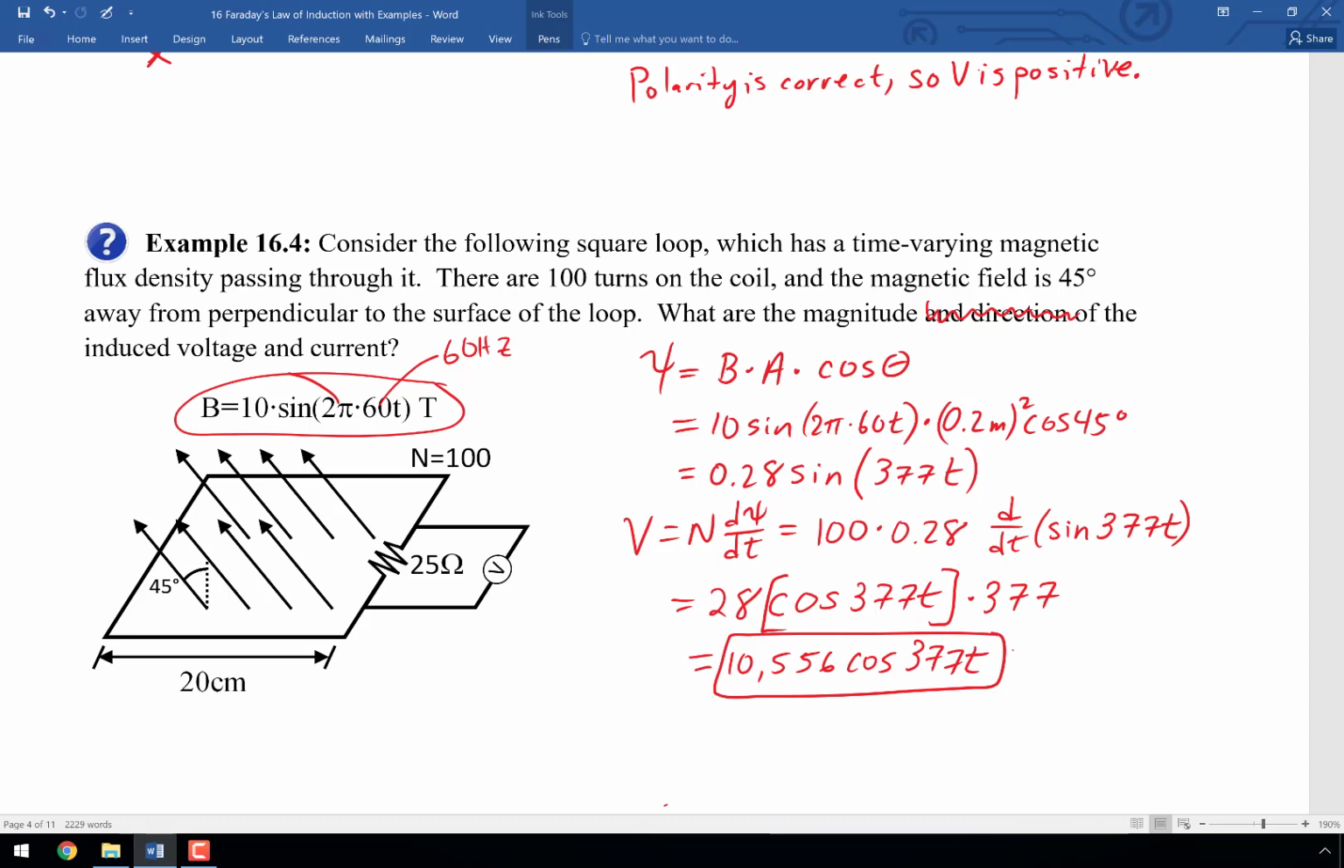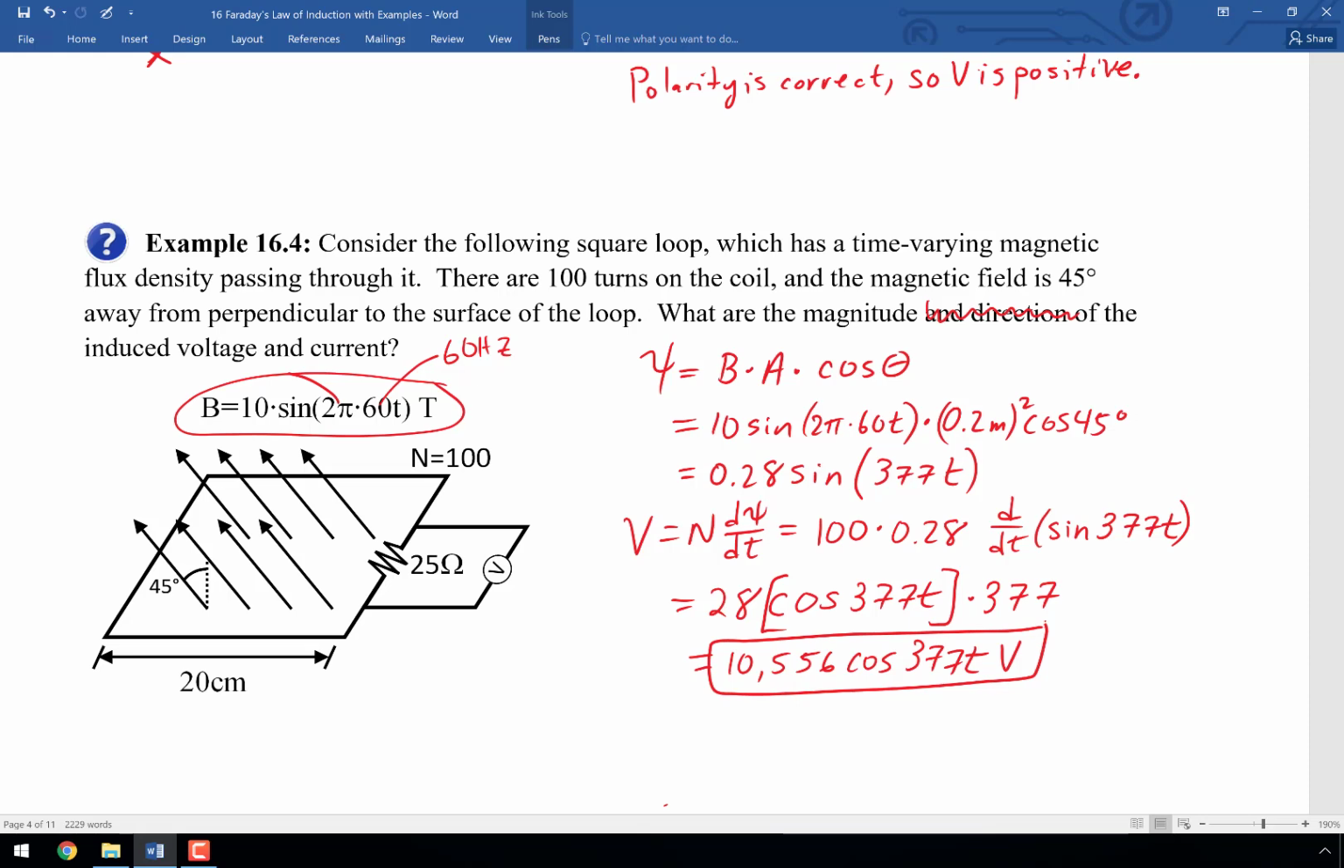You might say 10,000 volts out of this system. That seems like a lot. Well, I'll make the observation that a magnetic flux density of 10 Tesla is really high. That 20 centimeters is a decent sized loop. There's 100 turns on this coil, and it is changing very rapidly, at 60 hertz. So 10,000 is not crazy. I forgot to put the units on here. That's units of volts, of course.